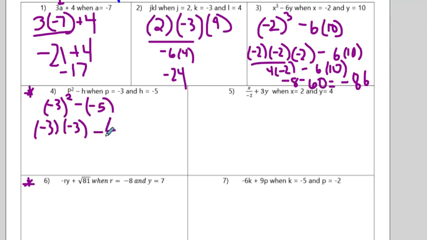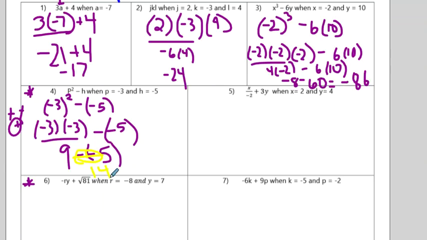Minus a negative 5. So negative 3 times negative 3, a negative times a negative, is a positive. So we have a positive 9 minus a negative 5. Now this is the part that I love, because 2 negatives make a positive. We're subtracting a negative, they actually make a positive. So we have 9 plus 5, which is nice and easy, 14.